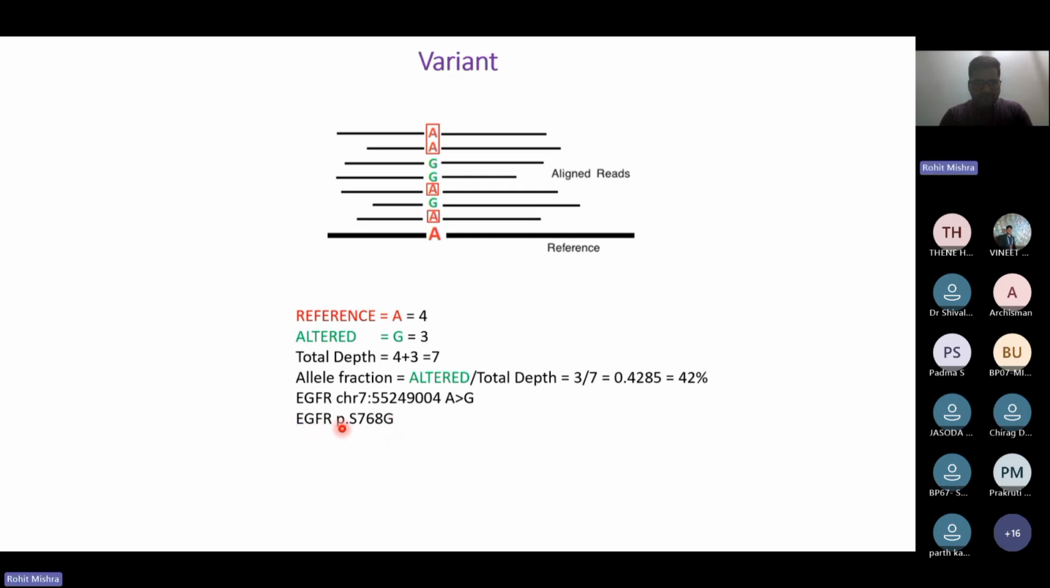So EGFR p. is the protein change, because here it was a codon change. This A to G is a base change. Here for EGFR, the protein change is S768G. Now we know that this serine is getting converted to glycine. There is a protein change in the EGFR gene. So that is the important part which we are trying to identify.